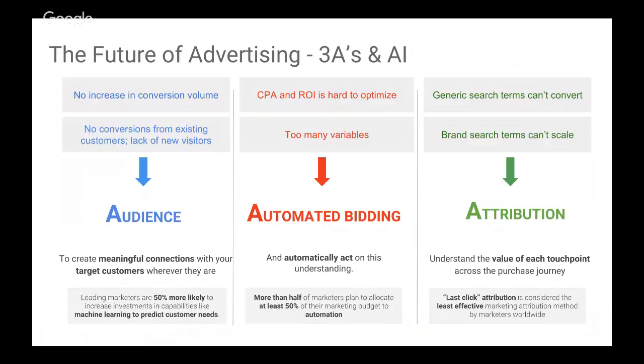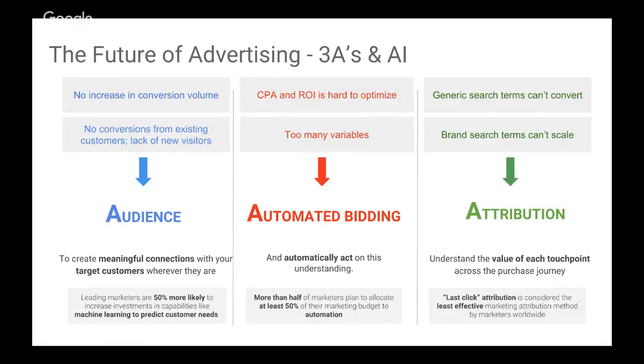And the last one is attribution, which is the last A of the 3 A's. Attribution will allow you to correctly identify the value of each touch point across a purchase journey. This is very important, especially for search campaigns, where we typically see people starting their search from very generic terms and then getting more and more specific to the brand search. Usually, if you do last click attribution, the brand search terms will get the most credit, but this type of attribution often overlooks the generic search terms.